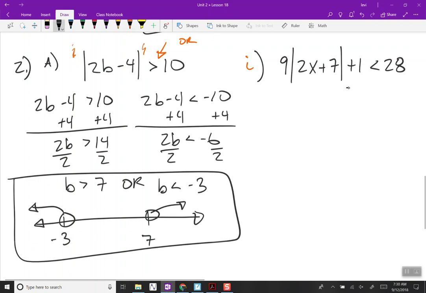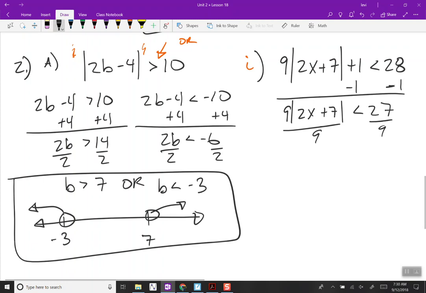We need to get rid of the 1 first because it's addition. So we'll subtract it. We've got 9 times the absolute value of 2x plus 7 is less than 27. Actually, we're subtracting, that makes 27. There we go. That looks a lot better. And now how do we get rid of the 9? By dividing. So we get the absolute value of 2x plus 7 is less than 3.